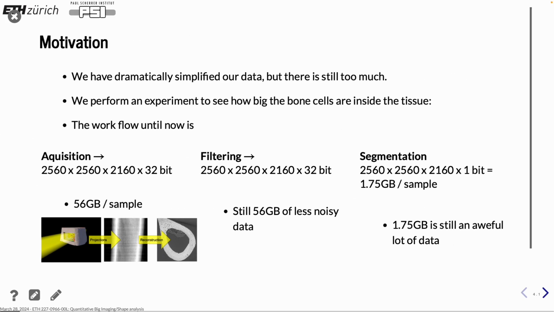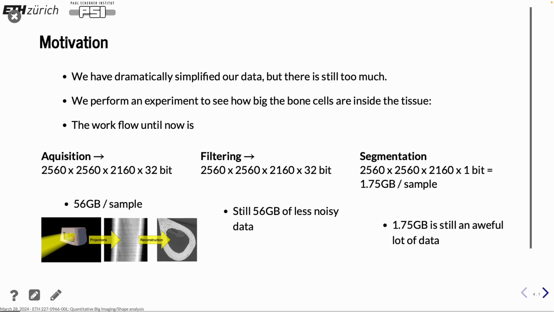So first thing, we have now processed our data. We did an acquisition of a lot of data, so say 56 gigabytes per sample. There can be many of them. Then we did some filtering, which still produced large data, but now we have doubled it because we have two versions, the original and the filtered one. Then when we go to the segmentation, it gets more interesting because then we have reduced the data down to less than 2 gigabytes per sample. 2 gigabytes is still quite a lot, but you can at least keep it on your laptop.